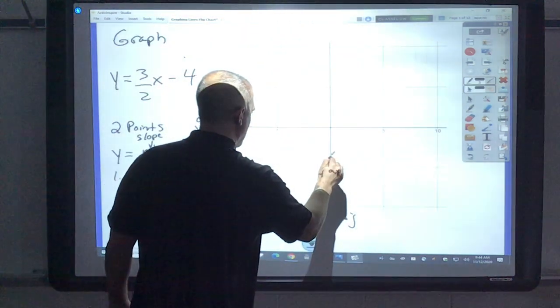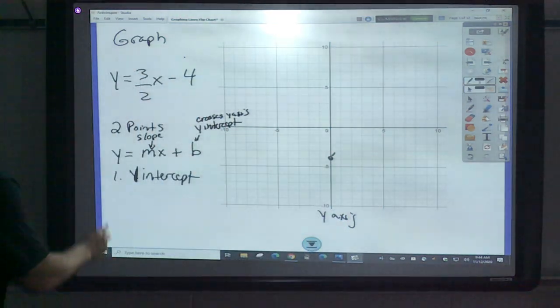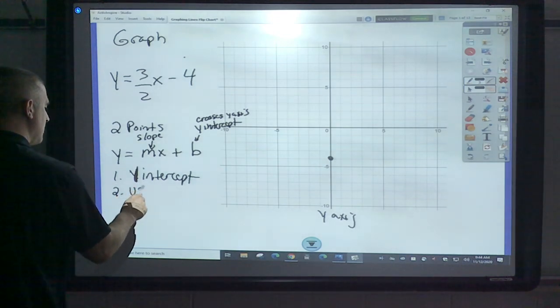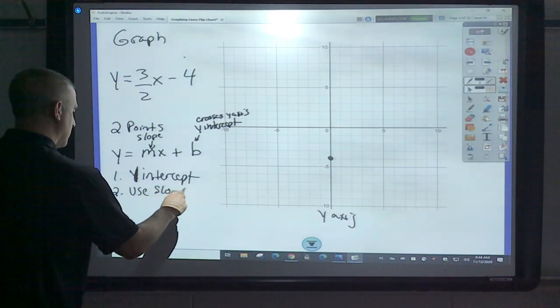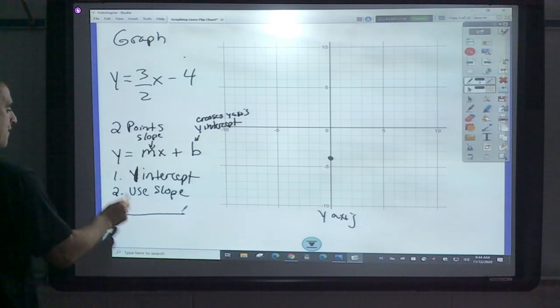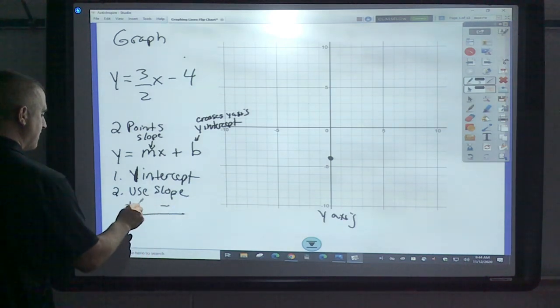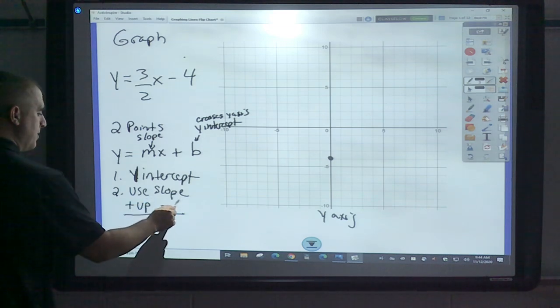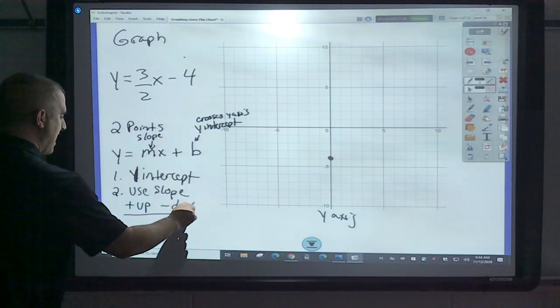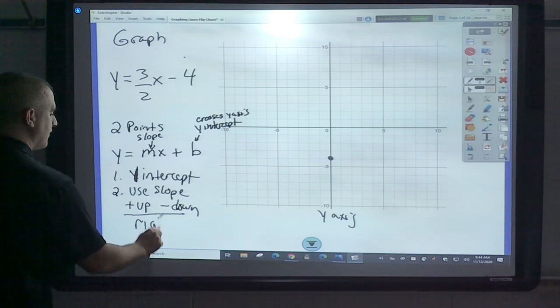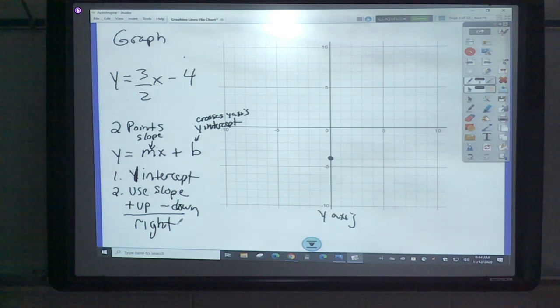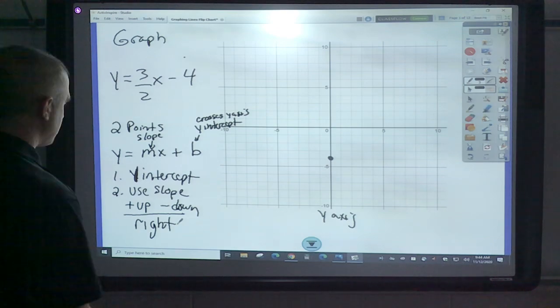So that would be on the y-axis at -4. Then what you do is you use the slope, okay? Now, in the fraction, if it's positive or negative, positive will tell you to go up, negative will tell you to go down. And in the interest of slope, we're always going to go right. We're going to account for the slope that way.